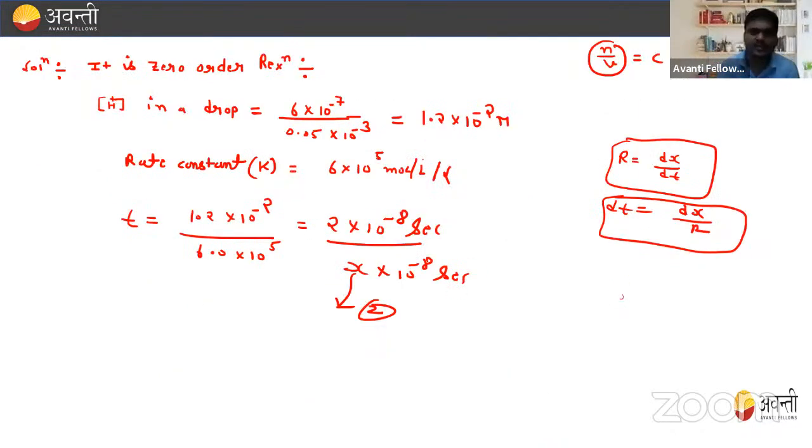So this is also a very simple question. First, by looking at the unit of the rate constant, we get to know the order of the reaction. It is a zero order reaction. Now the concentration of H plus ion in a drop we can calculate by number of moles upon volume. Now the rate constant is also given, so we can calculate T. T is nothing but concentration upon the rate constant. So this is how we can calculate.